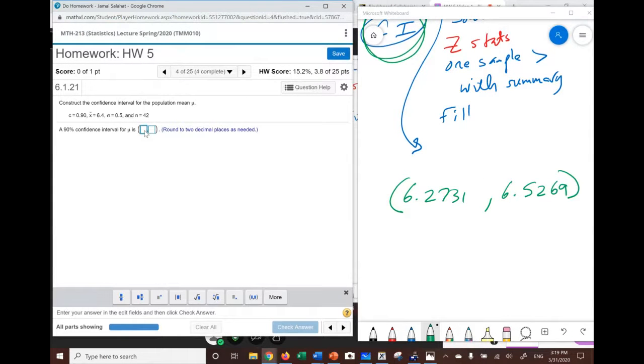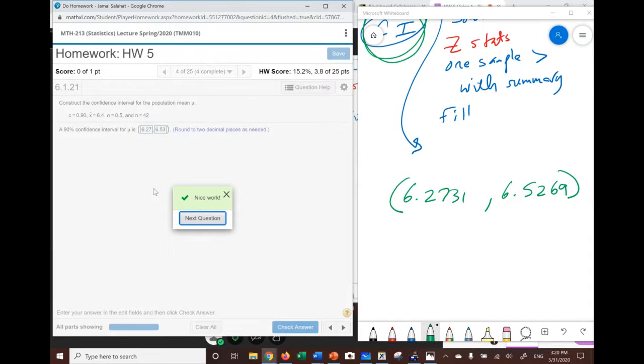So we're going to put in there 6.27. And in the second place, we're going to put 6.53. 2 places. And we check the answer. Should give us the correct answer.